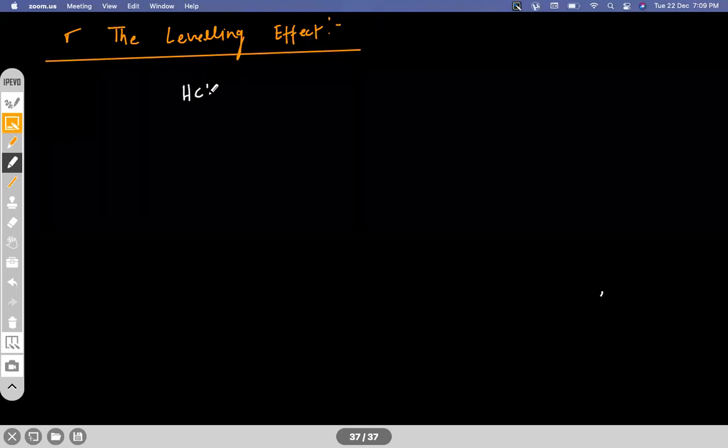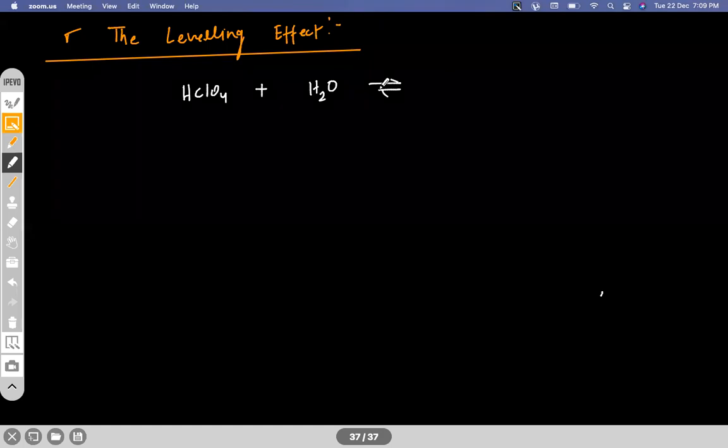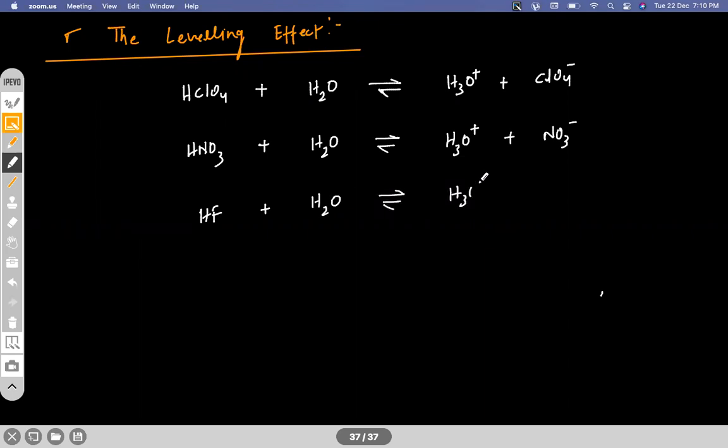We have, suppose, HClO4 plus H2O, this gives H3O plus and ClO4 minus. One more reaction, HNO3 plus H2O gives again the conjugate acid of H2O, which is H3O plus, and NO3 minus. HF plus H2O gives H3O plus and F minus. Now we'll see these three reactions over here.